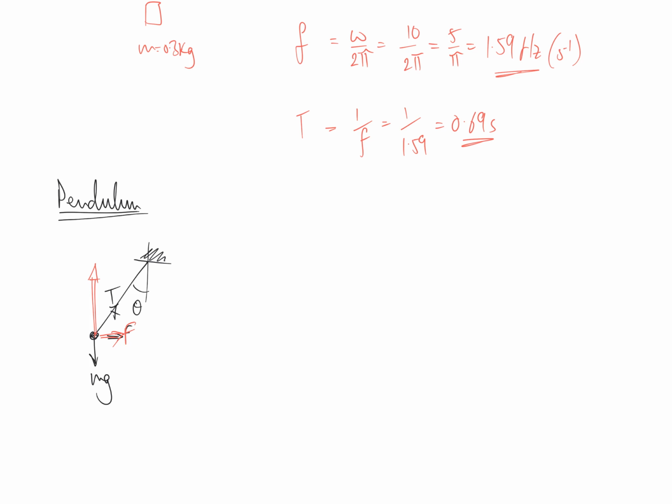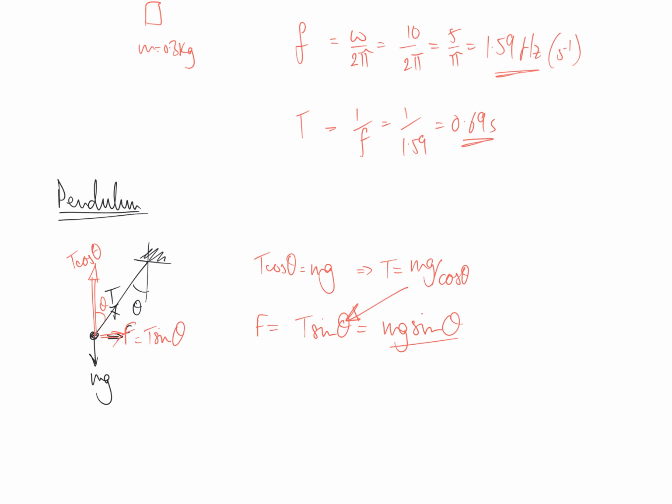So what is the resolution? T cos theta, if this is theta as well, and this one is going to be T sine theta. So let's write those in. T cos theta is going to equal mg. So therefore T is mg divided by cos theta. We know F is T sine theta, which gives us, substituting now, mg sine theta over cos theta.